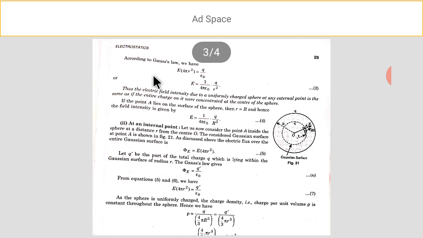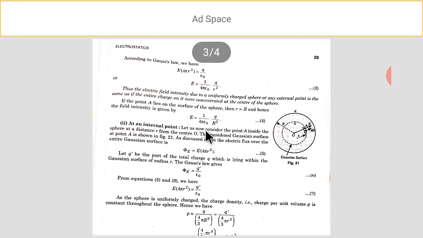According to the Gauss law, E times 4 pi r square is equal to q upon epsilon naught, or the electric field at that point is given by 1 upon 4 pi epsilon naught times q upon r square. Thus the electric field intensity due to a uniformly charged sphere at any external point is the same as if the entire charge on it were concentrated at the center of the sphere.